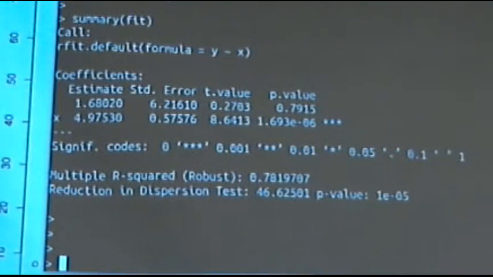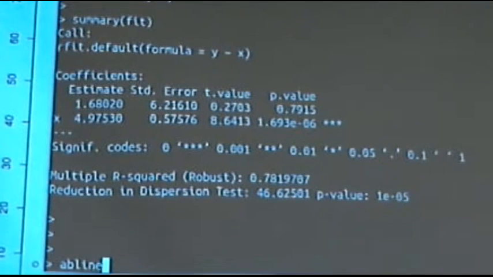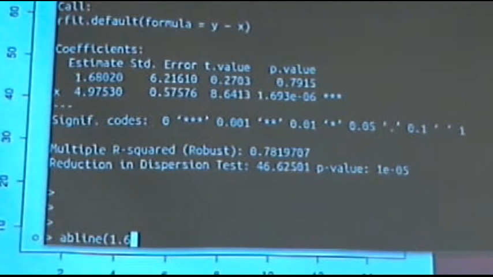Again, you could put the fit on. You could do add line. And then you just have to put in the intercept.